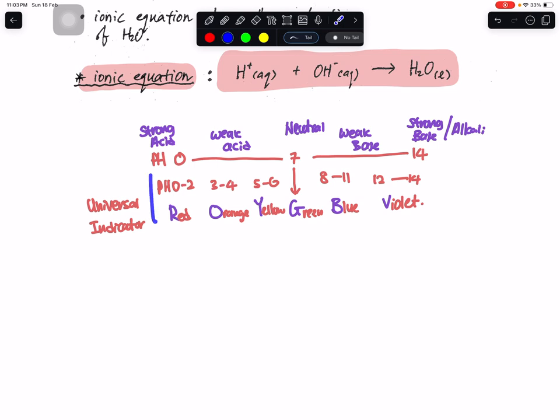You'll see here that pH from 0 to 2 will be red, 3 to 4 will be orange, 5 to 6 will be yellow, and 7 will be green. So 8 to 11 will be blue, and 12 to 14 will be your violet.